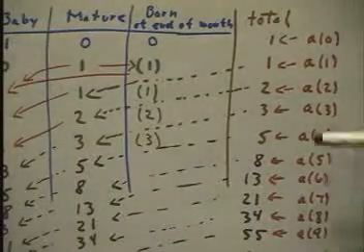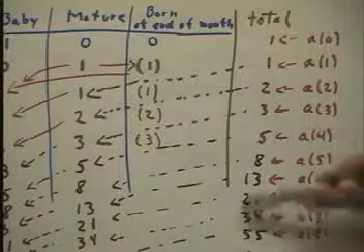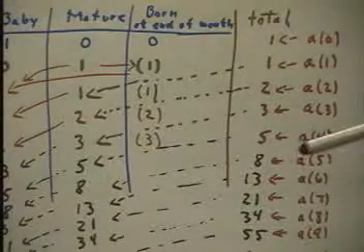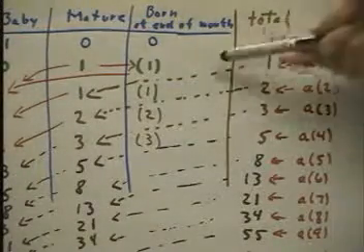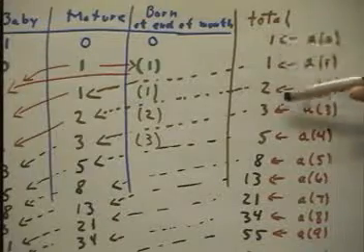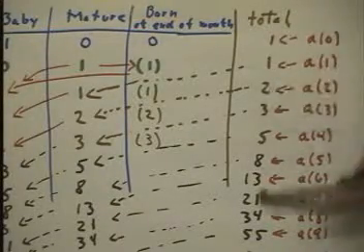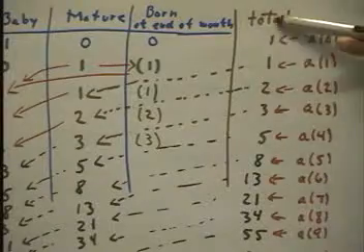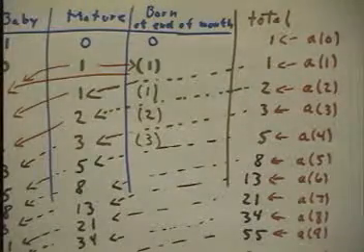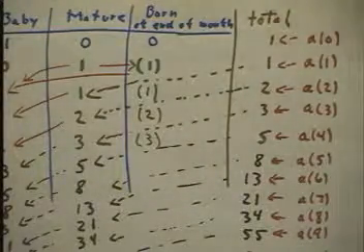Now we take a closer look at the column that gives us the total number of rabbits. At t equals 0, remember we had a total of 1. At t equals 1 we had a total of 1. And you recall we got the totals just by adding the number of babies to the number of mature rabbits at the beginning of each month.